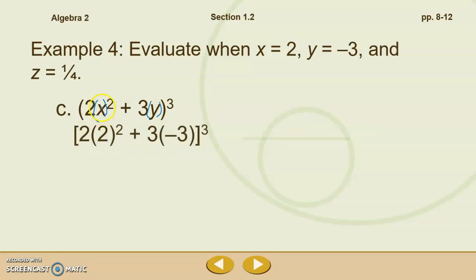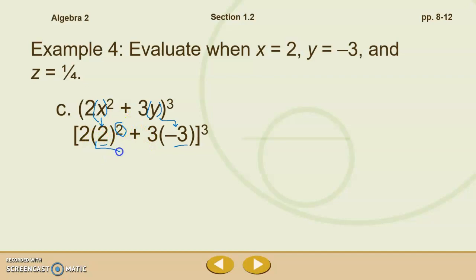So everything else comes down, but instead of x in parentheses, I now have a 2. And instead of y in parentheses, I now have a negative 3. All right, inside my parentheses grouping symbols, there's nothing to simplify, but I do have an exponent. Now all of this is inside bracket grouping symbols, so we're kind of doing double grouping symbols here.